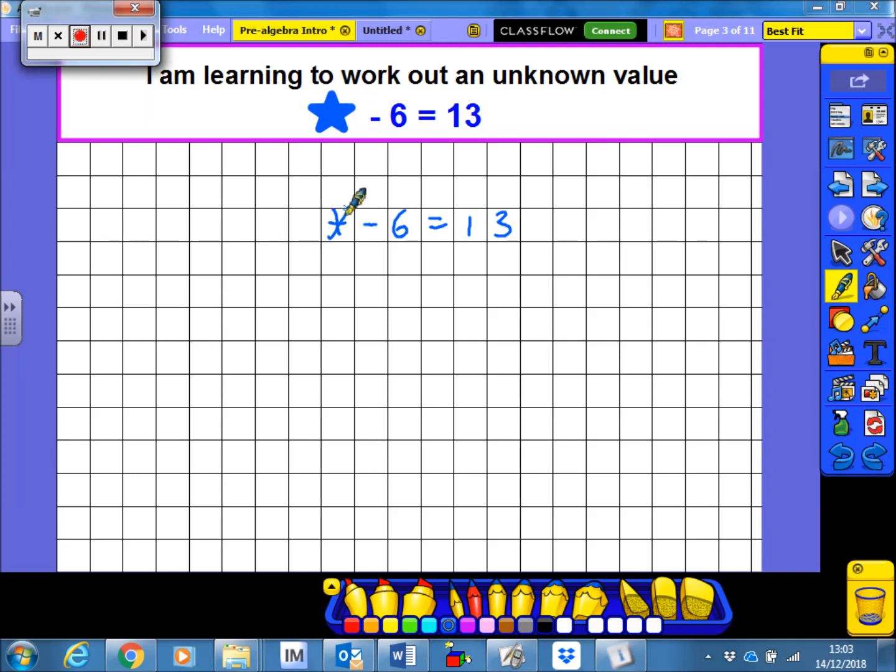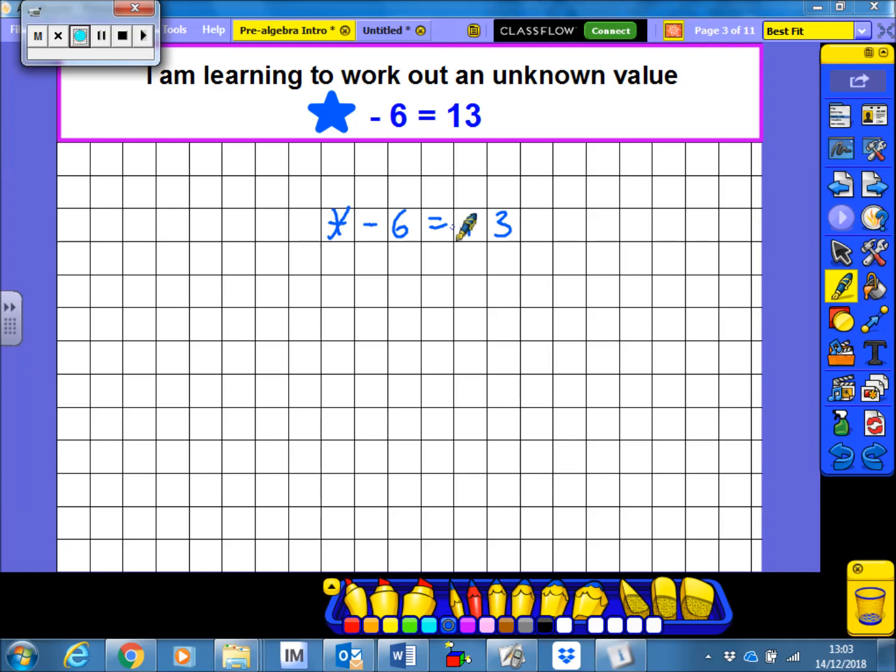Here's a similar one, but the star is at the start of our subtraction sum here. So we have star take away 6 equals 13. So we know that we have something that we don't know, and when we take 6 away from it, we end up with 13. But we want to know what we had in the first place. What was this thing that we started off with, that when we took 6 away, it was 13?